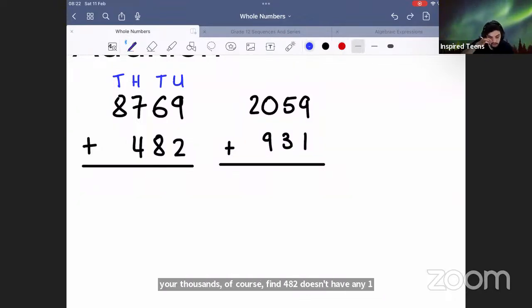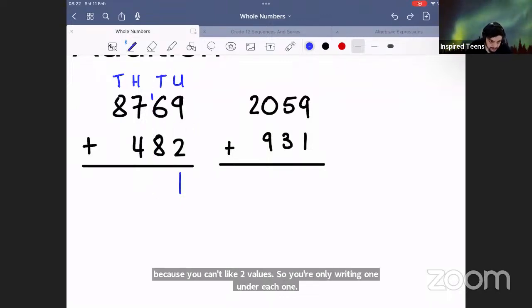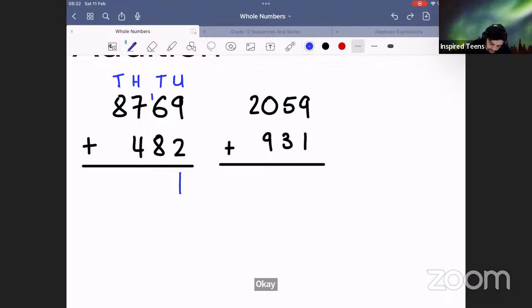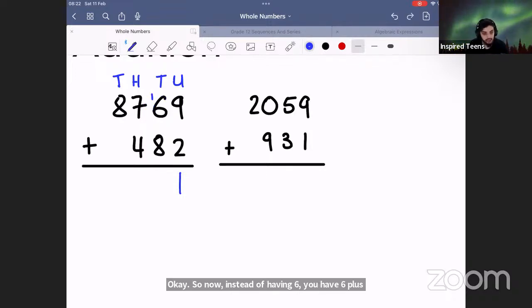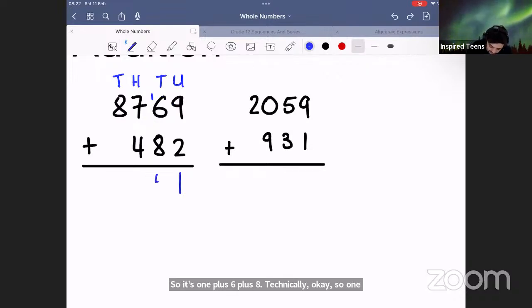So when you do the calculation, all you're going to do is simply add. So you're going to say 9 plus 2. So 9 plus 2 is 11. So what you do is you write down your units value and you carry over your tens, because you can't write two values there. You're only writing one under each one. Now, instead of having 6, you have 6 plus 1. You add that number. So it's 1 plus 6 plus 8, technically. So 1 plus 6 is 7. 7 plus 8, that's 15.